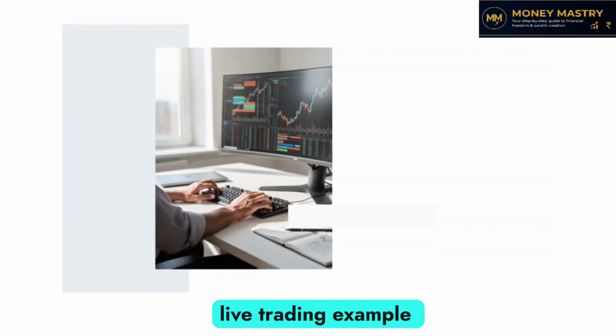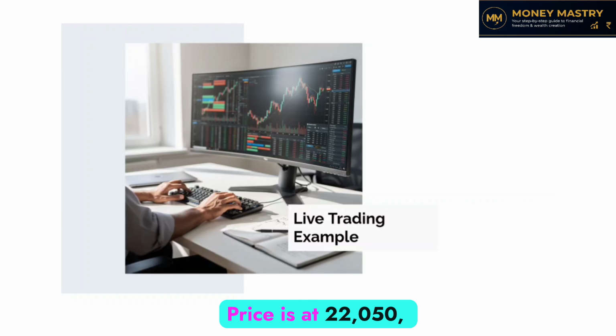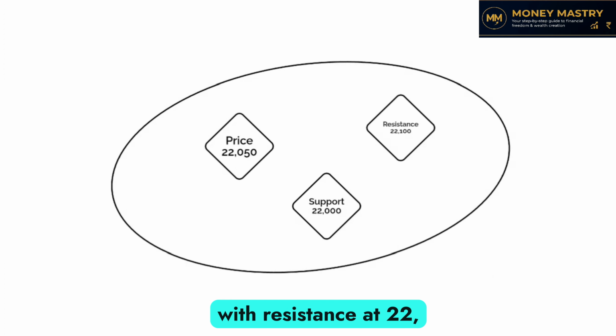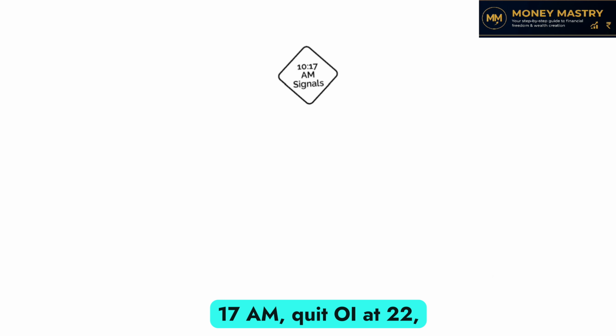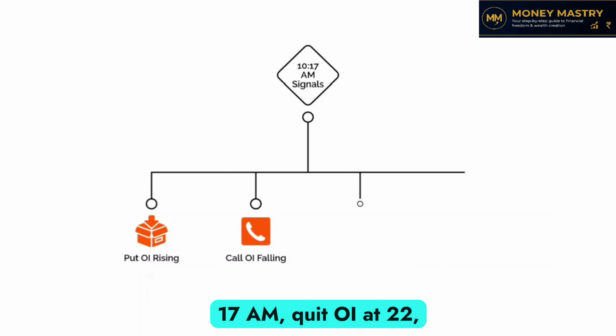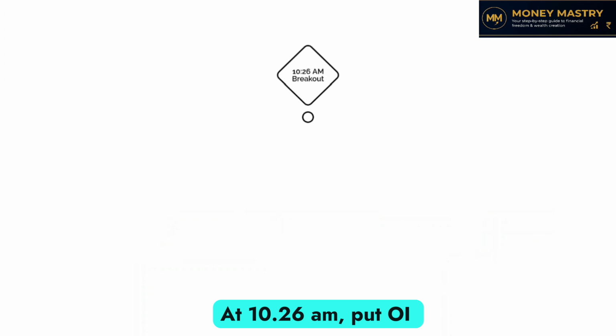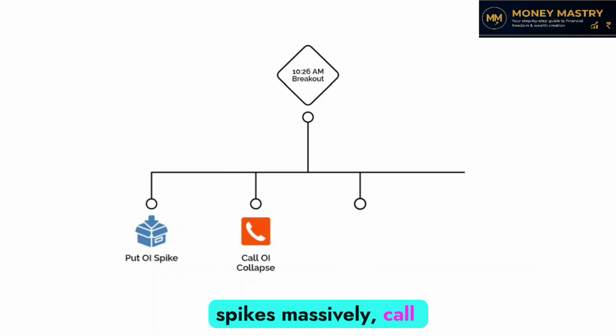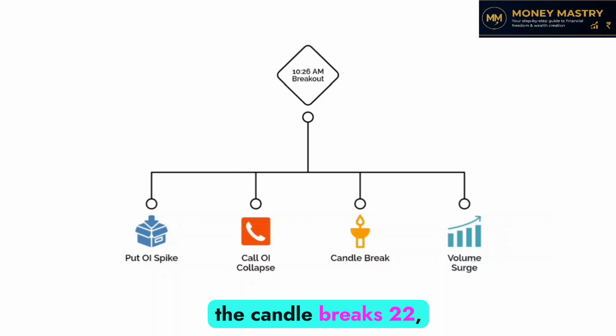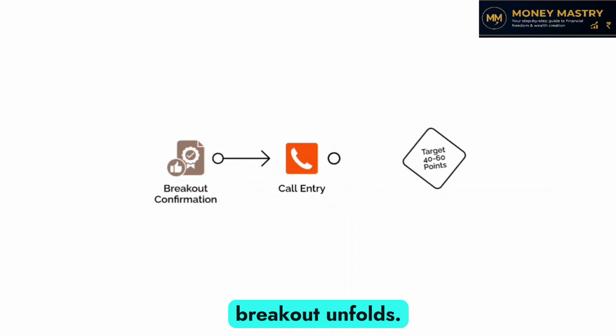Let's walk through a live trading example to see flow analysis in action. Price is at 22,050, with resistance at 22,100 and support at 22,000. At 10:17 a.m., put OI at 22,000 rises steadily. Call OI at 22,100 falls, IV stays stable, and price climbs, detecting bullish flow. At 10:26 a.m., put OI spikes massively. Call OI collapses. The candle breaks 22,100, and volume surges, confirming the breakout. Enter the call and target 40 to 60 points as the breakout unfolds.